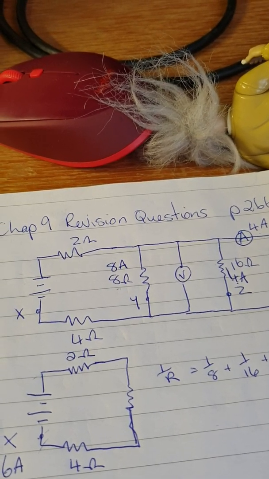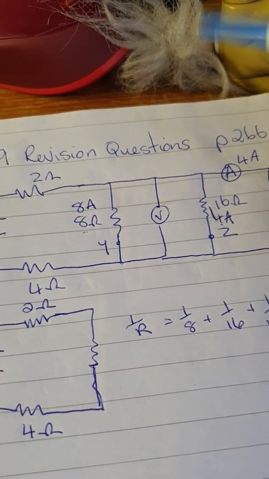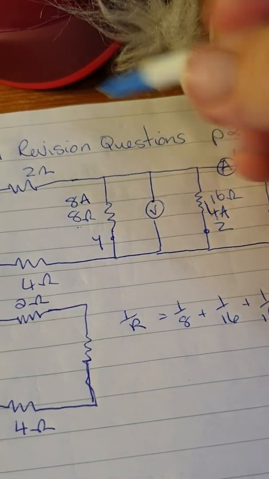Well, they want the battery voltage, and they want the reading on this voltmeter. So that you just V equals IR to get that one.